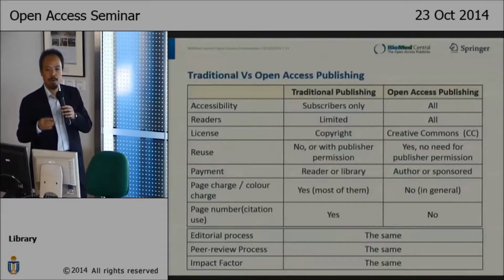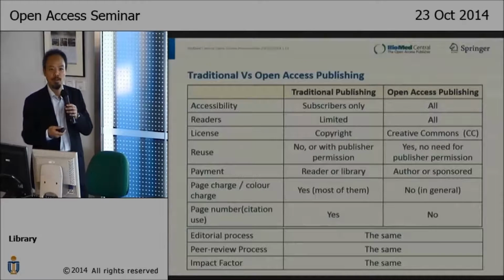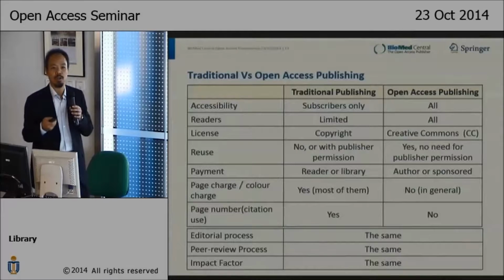I will just make a very quick comparison. What is the difference between the traditional publishing and open access publishing model? In traditional publishing, in terms of accessibility, because it's by subscription, that means only the subscribers can read it. Maybe the library subscribes to it, or you may subscribe individually, maybe pay-per-view or something. But open access publishing, basically, as Becky already mentioned, is open to all. This is free of charge.